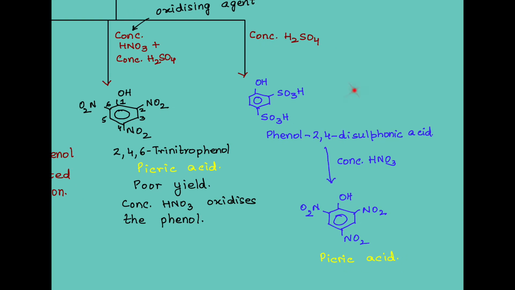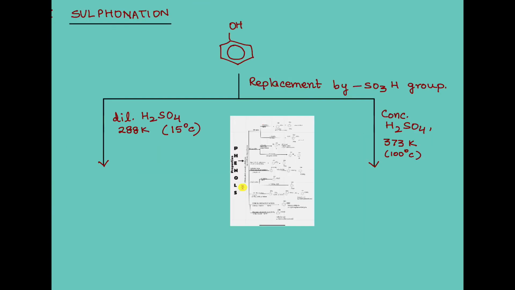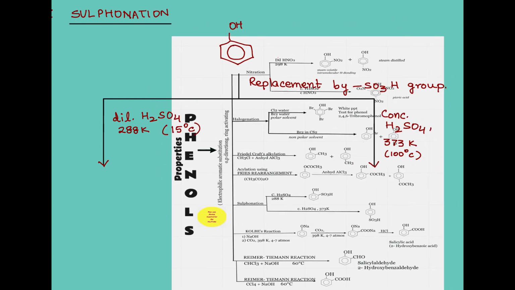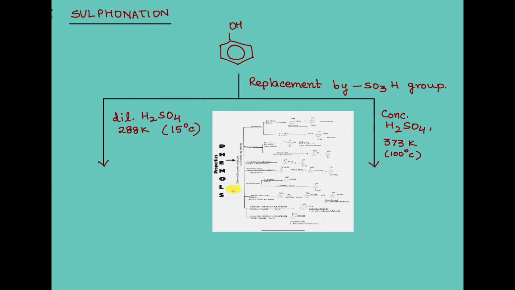So this method, the third arrow that we've drawn, this is the commercial method of preparing picric acid, what we call the industrial method of preparing picric acid. Why would we want to prepare picric acid on an industrial scale? Think about it. Now look at your chart and try to complete the reaction on sulfonation. That's the next reaction we are going to talk about.